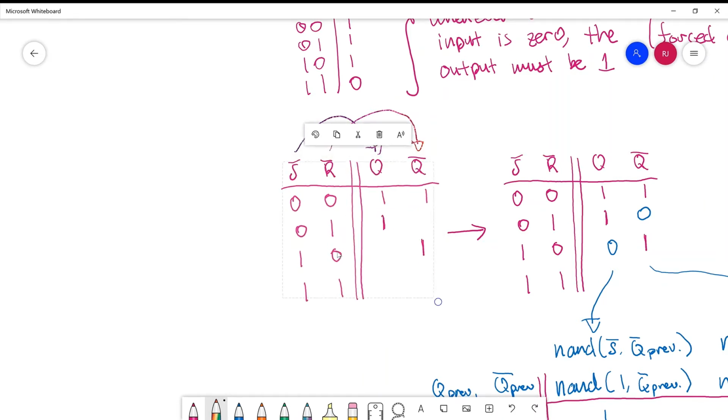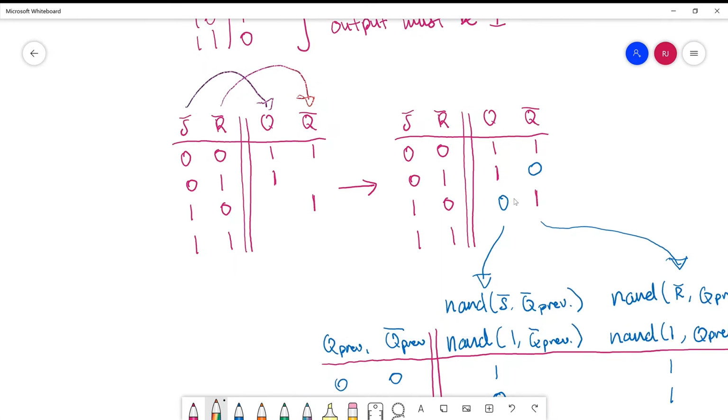So because there's a 0 in this location here, Q bar therefore would be 1. Since S bar is 0 here, Q would be 1. Since S bar and R bar are both 0, Q and Q bar would be 1. So that was the first step. We labeled and populated the output as much as we could based on what we know the output would be forced to. And then from there we start filling out the rest of the table.